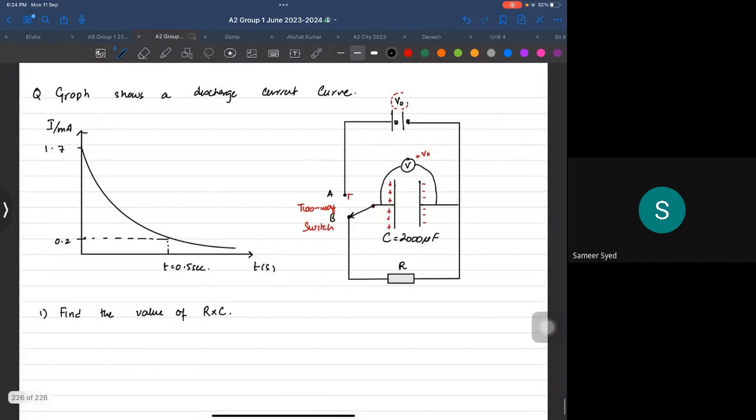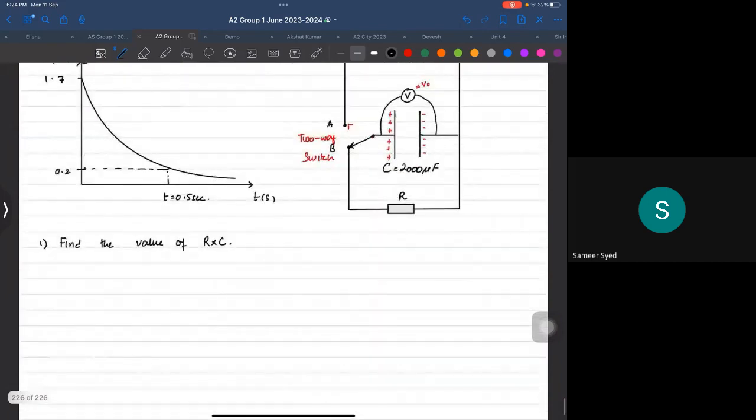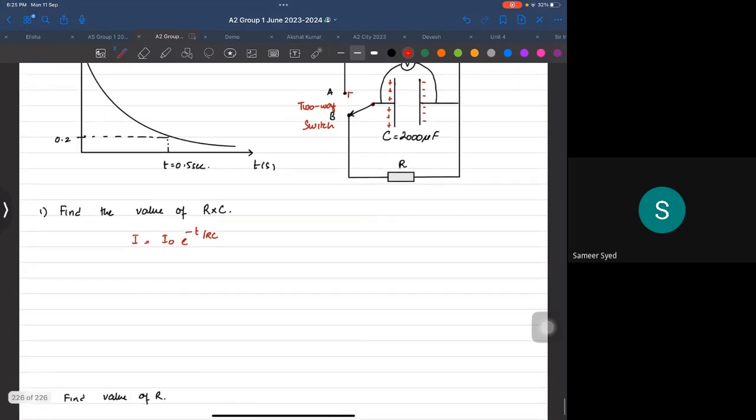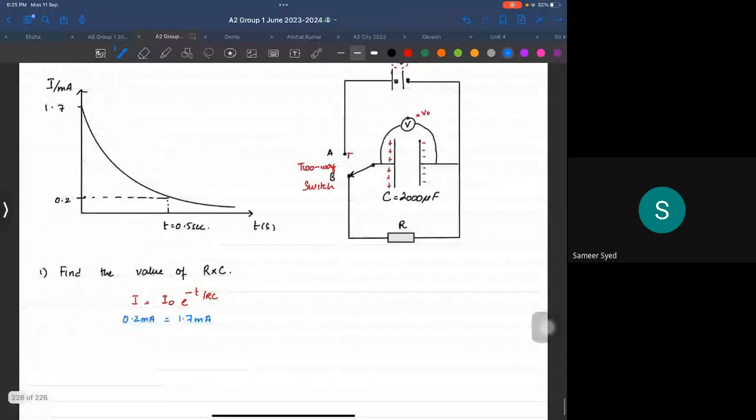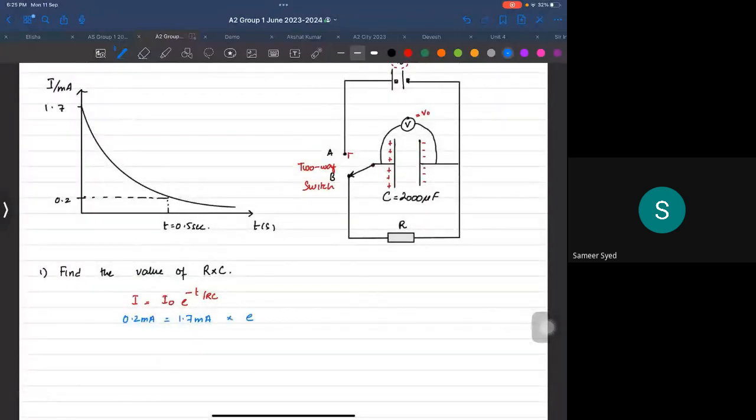Because this is related to current, I'm going to use the current decay equation, which is I equals I naught e to the minus t over RC. Then you see the current at time t was 0.2 milliamps. The initial current was 1.7 milliamps. You can read off the graph. Times e to the minus time elapsed, which was 0.5, divided by RC. We need to find that. Okay.